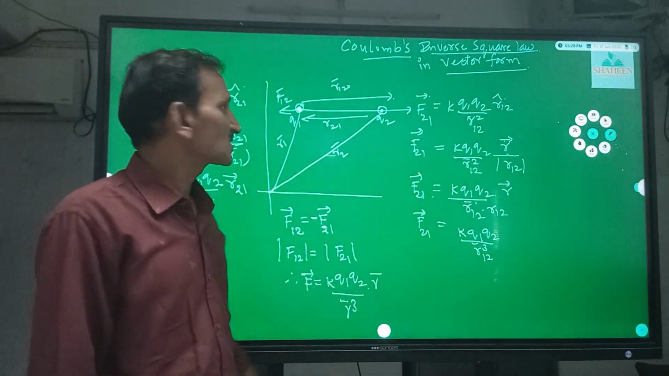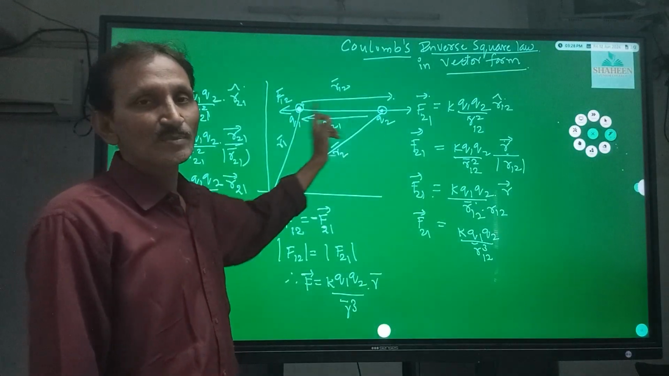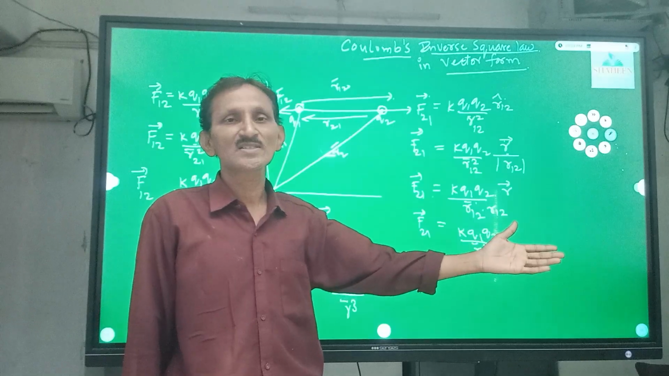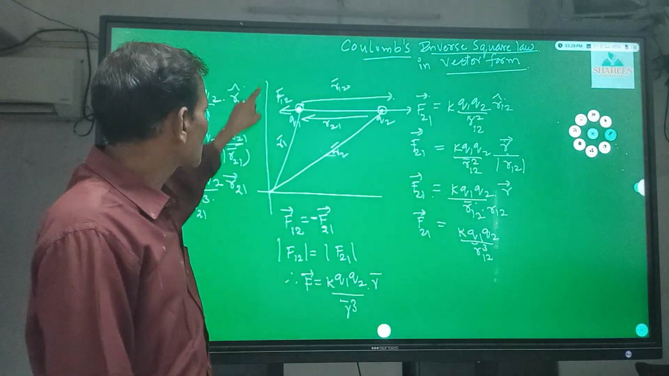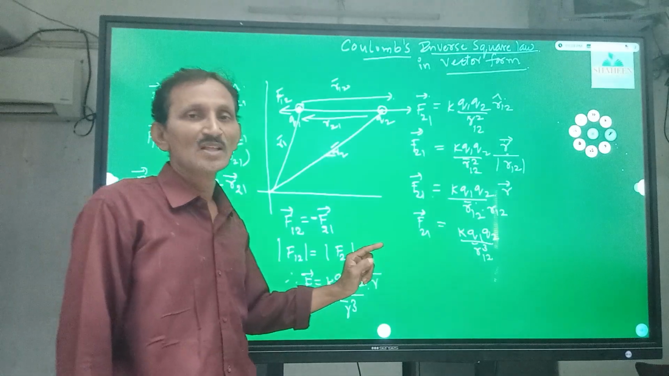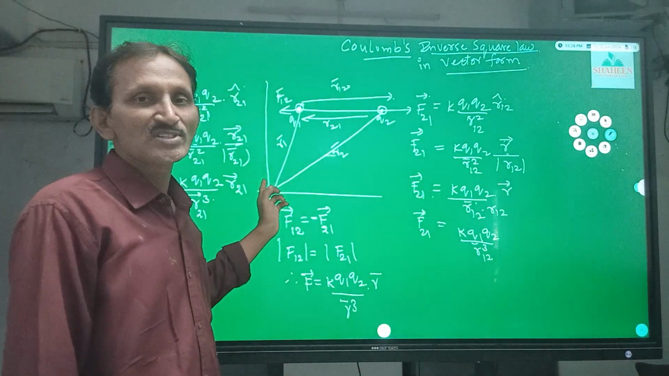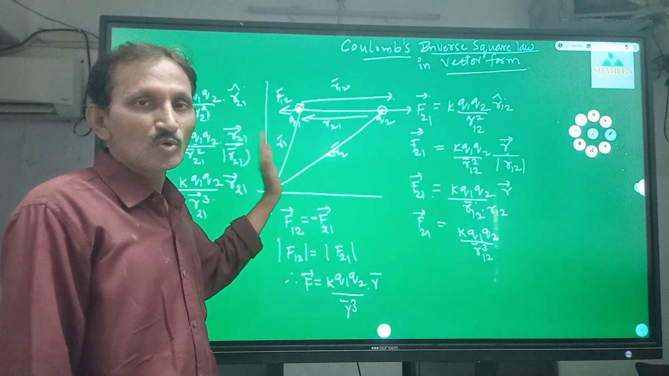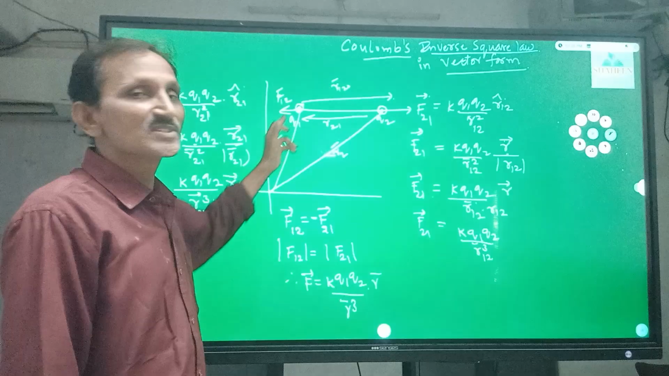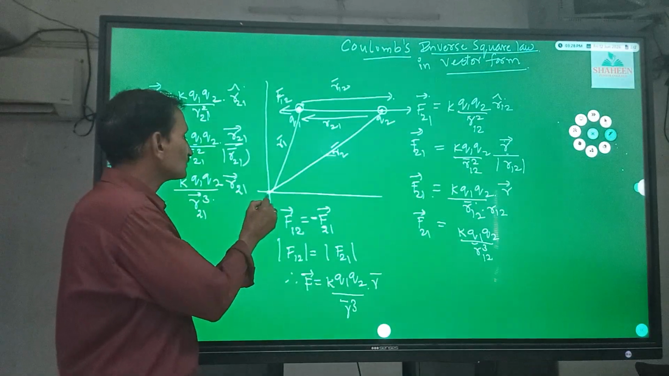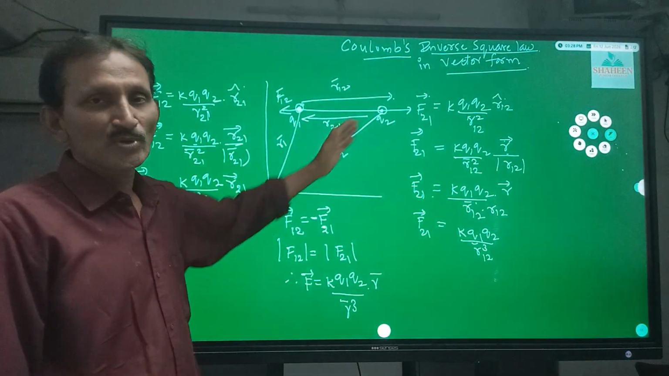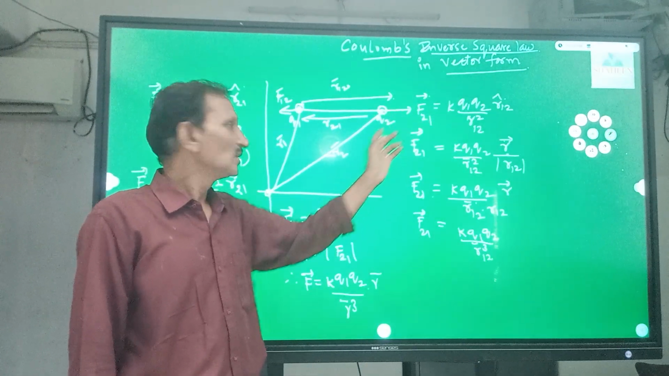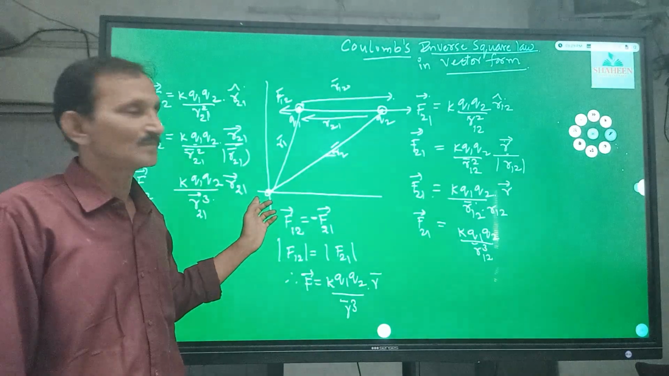Now consider two charges, Q1 and Q2, at some distance. Let R be the distance between them. Q1 and Q2 are two charges in space, and we are considering a coordinate system. From the origin, the position vectors are taken. R1 is the position vector of the first charge from the origin, and R2 is the position vector of the point charge Q2 from the origin.